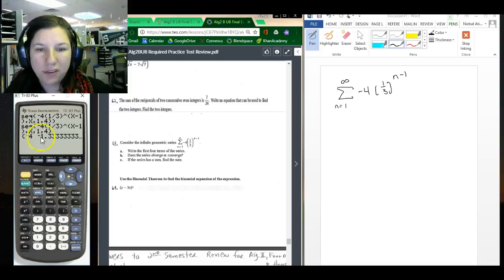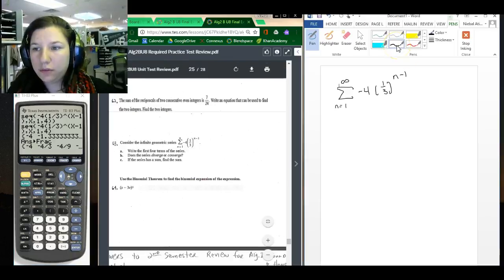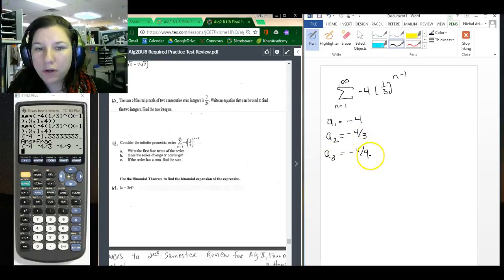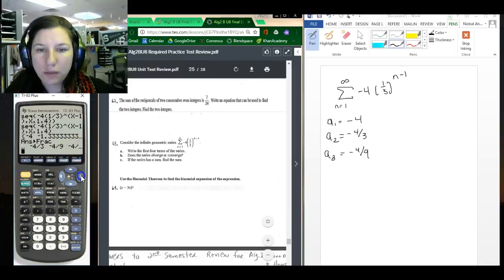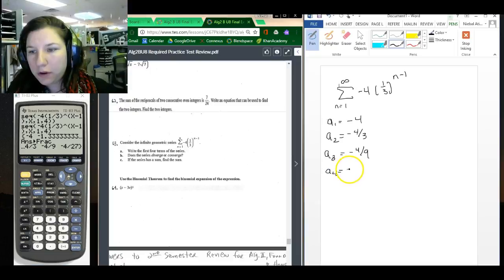And then I can press, see, they give us some kind of ugly decimals here, so you can press math fraction to get cleaner terms. So the first term is -4, the second term is -4/3, the third term is -4/9, and these dots show you that it keeps going. Our 4th term is -4/27. Okay, B.